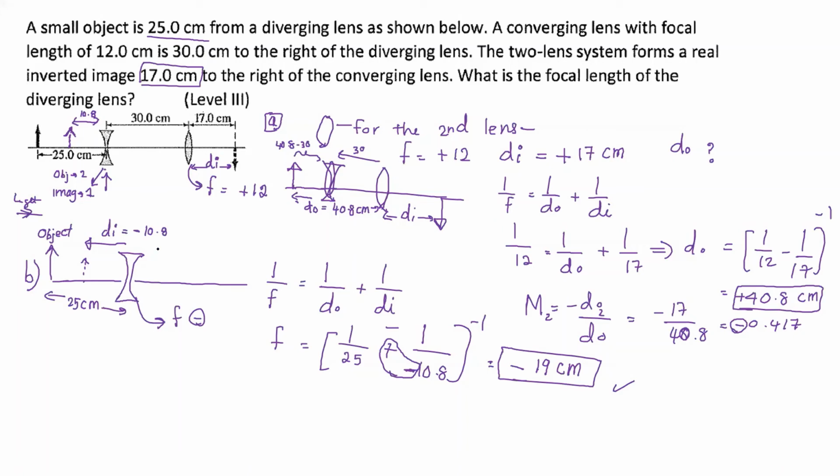So are you okay with this? Let me know when you are okay with this, okay? So that is what they're asking, right? What is the focal length of the diverging lens? So always solve one lens at a time. Solve one and then go to the other.